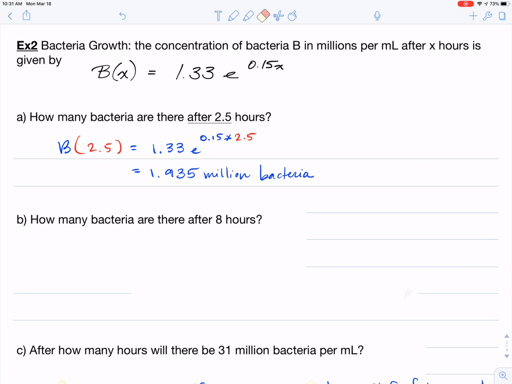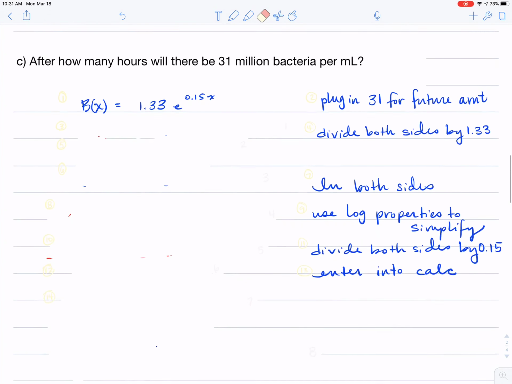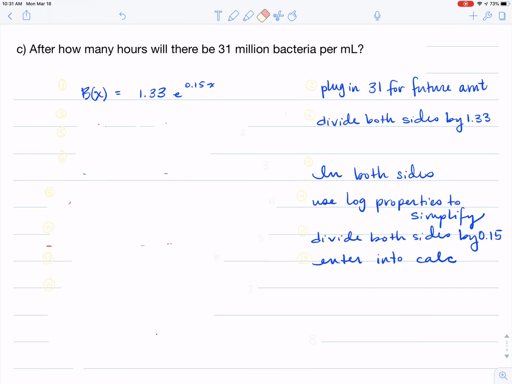Now, your embedded question for this video is that you are to do part B, where it says how many bacteria are there going to be after 8 hours, very similar to part A. Let's go ahead and skip down to part C, because this one asks a different question. After how many hours, so here I'm looking for my X value, this is the value I don't know, will there be 31 million bacteria? So I've been told how many bacteria I have, but I'm asked to find how many hours it's going to take to get that many, 31 million bacteria.